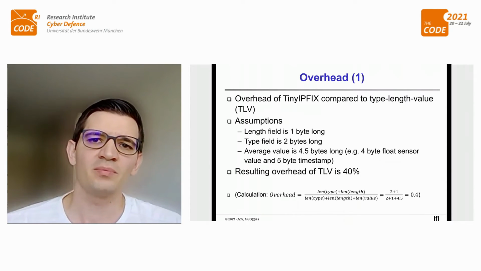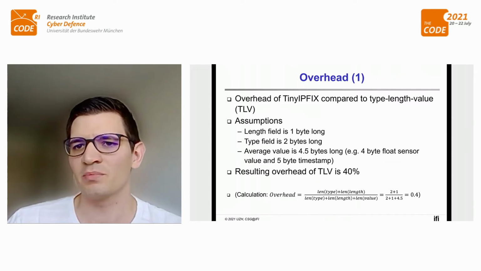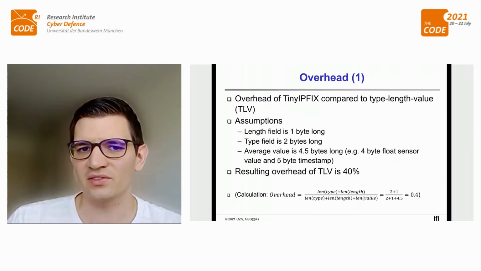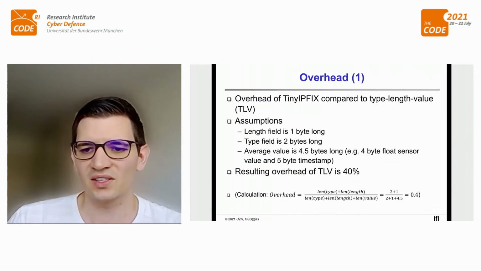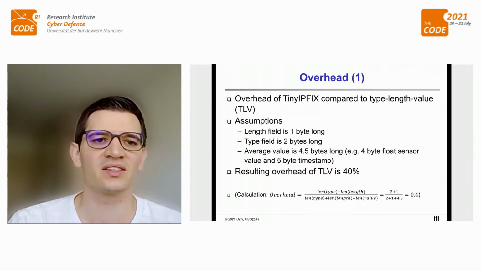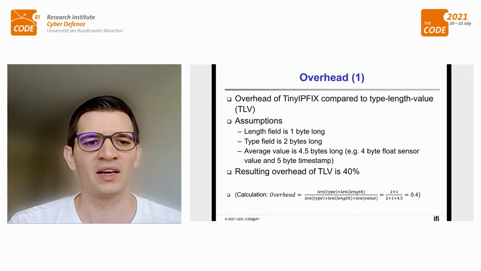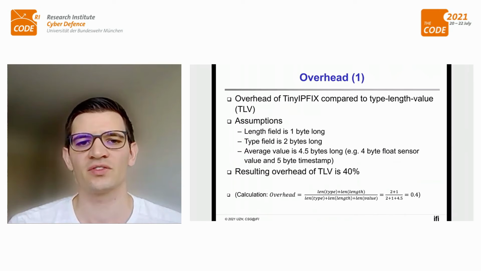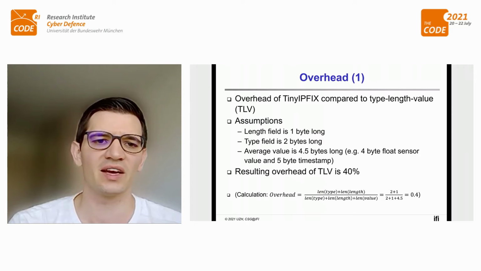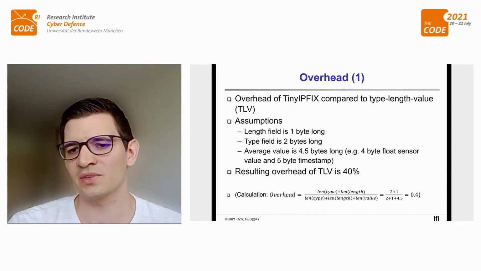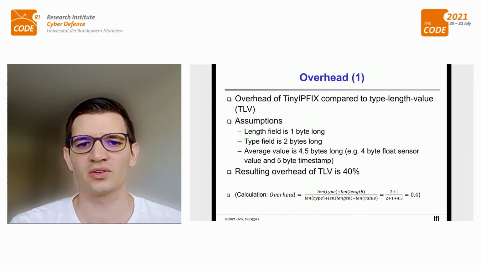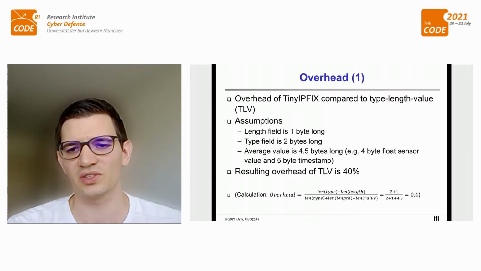The overhead of TinyIPFIX was compared to the type length value approach. We set the length field of type length value to 1 byte, because this is also how long a length field is in TinyIPFIX. The type field was set to 2 bytes, and we assumed that an average value is 4.5 bytes long. This could be, for example, a 4-byte sensor value and a 5-byte timestamp for that sensor value. This results in an overhead for a type length value of 40%.